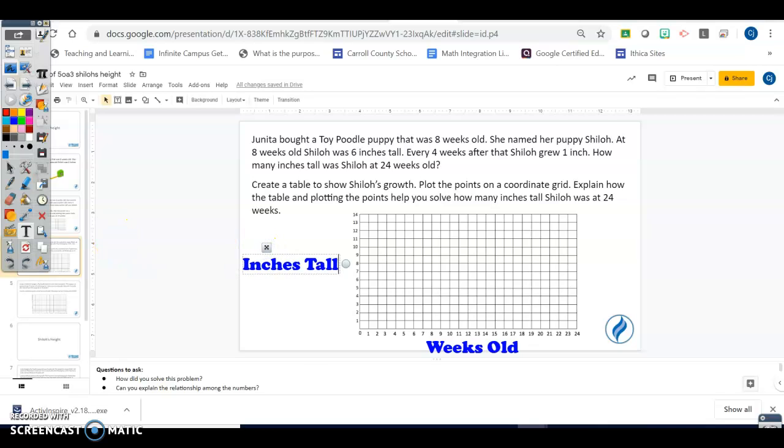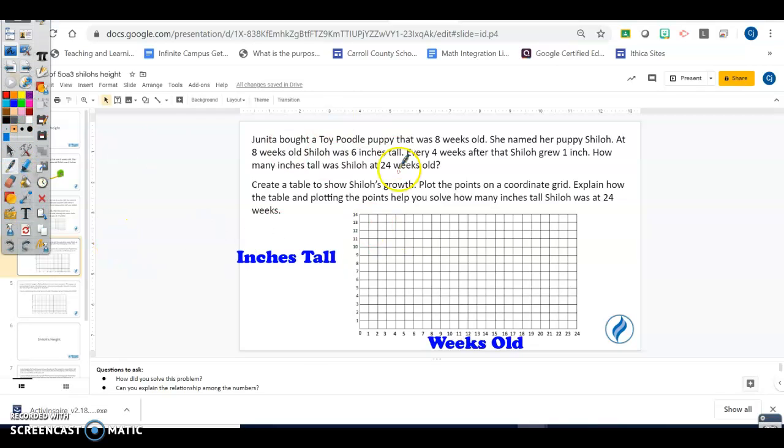So what we want to do now is look at what the data in the problem says. If we go back, it says Juanita bought a toy poodle puppy that was 8 weeks old. She named her puppy Shiloh. At 8 weeks old, Shiloh was 6 inches tall. So we're going to stop there, and we're going to go ahead and create a graph.